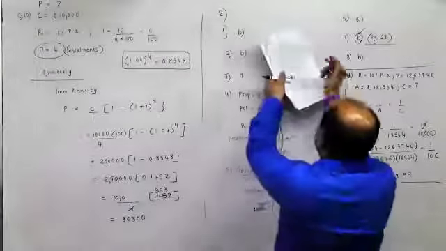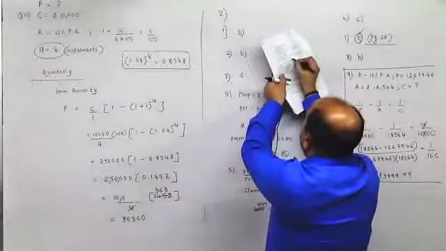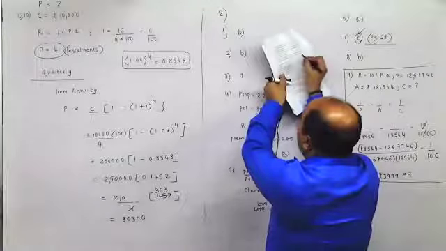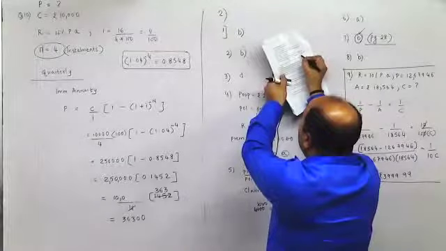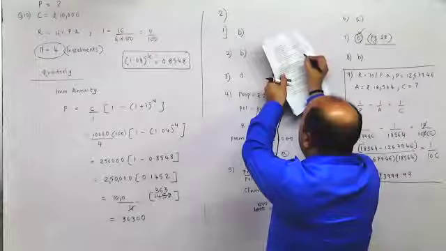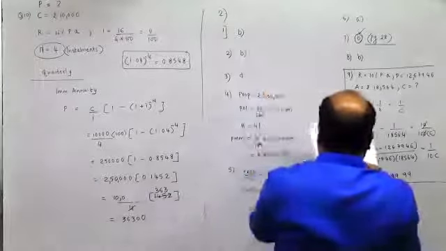They should have given 0.4 is 0.8548. Next.